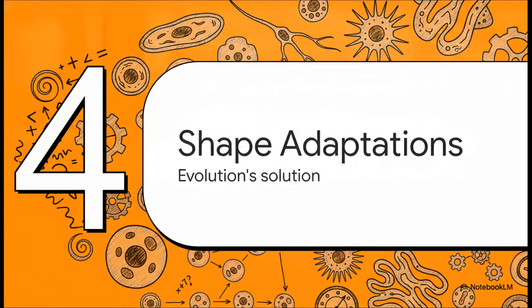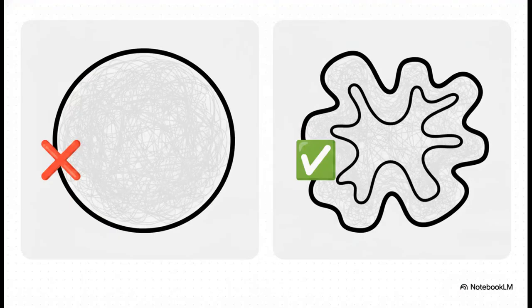So, if the math is this immovable physical bottleneck, how does complex life exist at all? This brings us to section 4, biological shape adaptations, and how evolution essentially engineers its way around the math. First, let's clear up a massive misconception. A really common mistake is thinking that scaling up a cell's size increases its efficiency. But as we just mathematically proved, scaling up ruins efficiency.